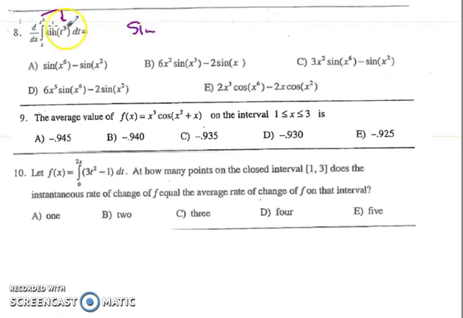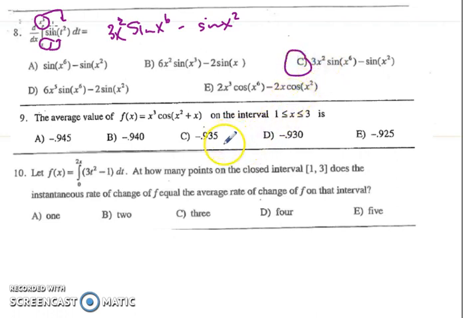So you're going to have sine of x cubed squared, which is x to the 6th. Then multiply by the derivative of x cubed, which is 3x squared. And then, since we also have a lower limit of integration that is a variable, subtract out sine of, and plug in the x for t. So sine of x squared times the derivative of x, which is 1. And that will be your final answer. So you should have letter C as your answer.